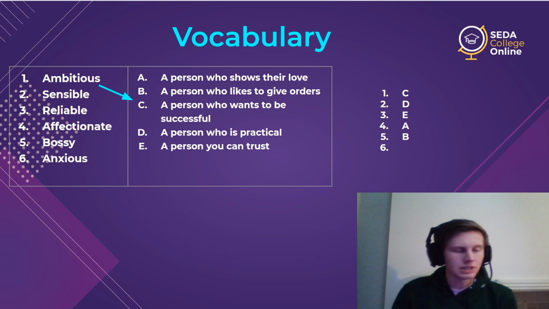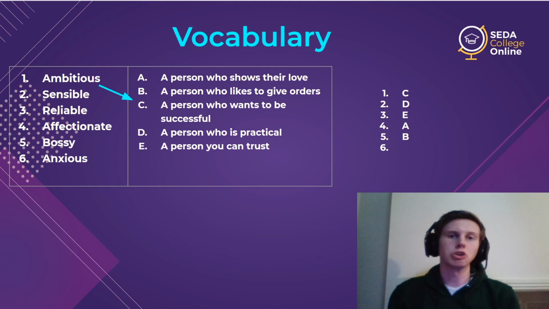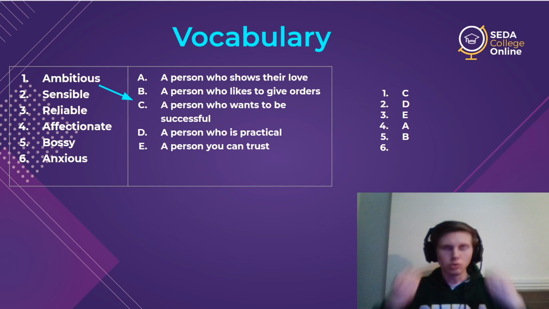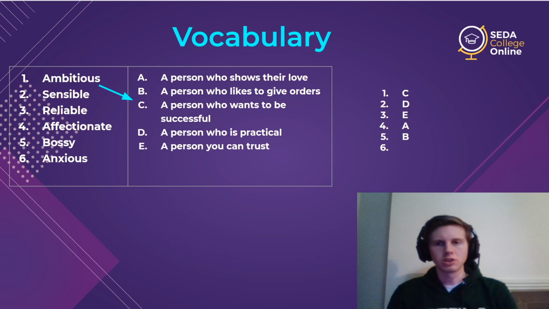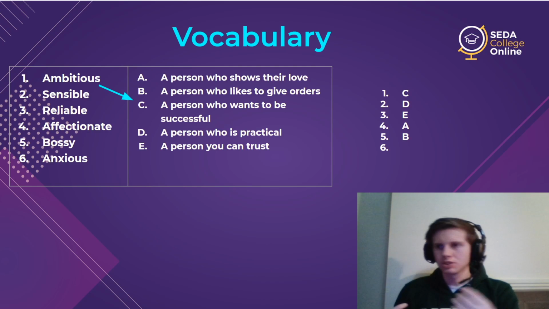So the one we don't need is anxious. Anxious then means someone who is nervous, someone who worries a lot about the future. They worry about the outcomes of situations. What will happen if I do this? What's going to happen if I do that? That is someone who is anxious.